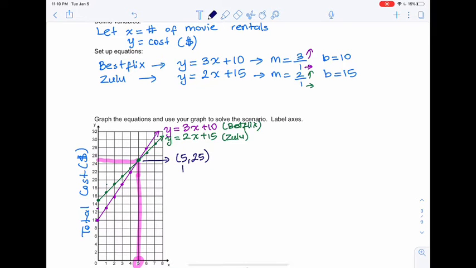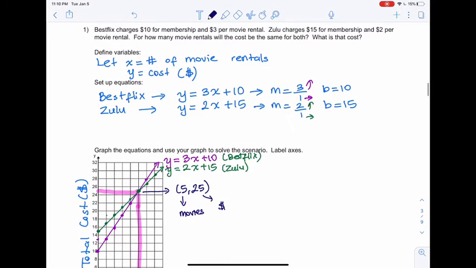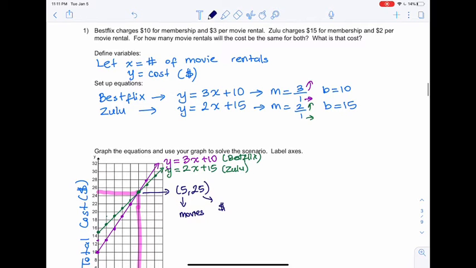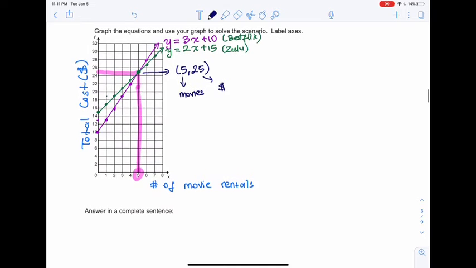Since we know that 5 stands for the number of movies, and 25 for the cost, then we can answer the question for how many movie rentals will the cost be the same for both. That is for 5. And the price for that number of movie rentals will be $25. So let's complete our question by writing our answer in a complete sentence.